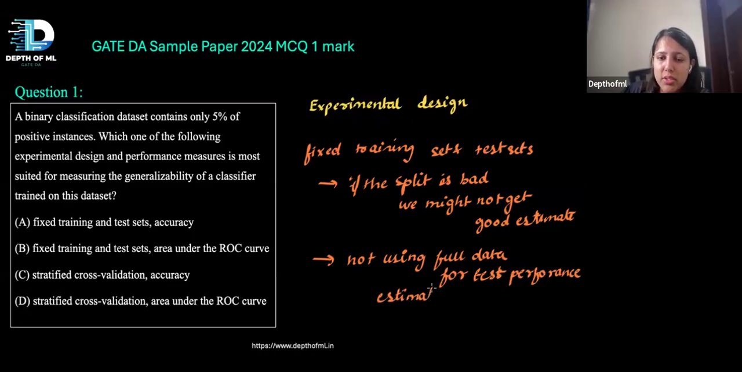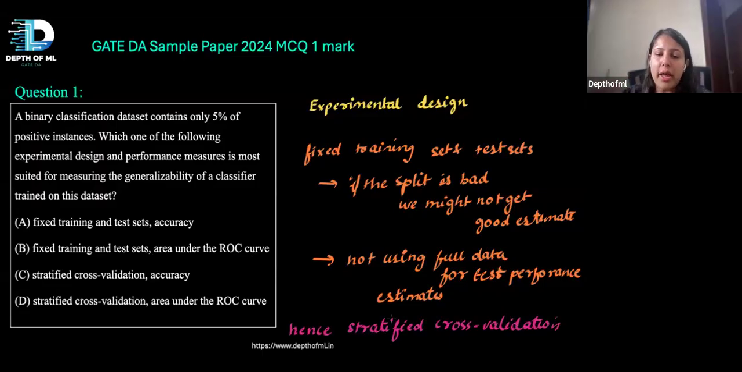Right? Because of these two reasons, and because we have learned recently about stratified cross validation, hence stratified cross validation is preferred, right? First of all, you will ensure that you have a very good stratification. Your classes are split equally among all the folds. And then you're using almost all the data set for your test set evaluation, right? So hence you will prefer the stratified K-fold cross validation.